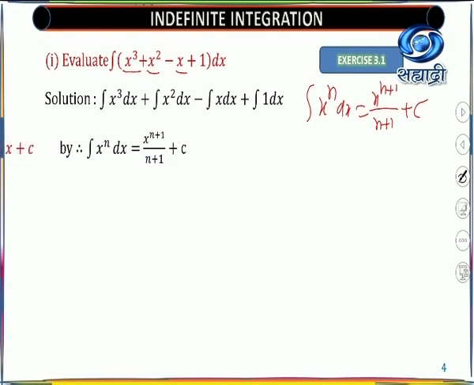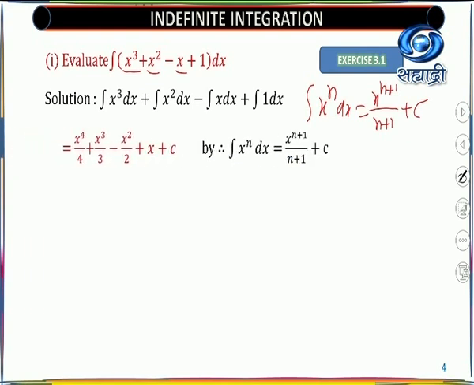So what we'll get here is x raised to 4 upon 4, since 3 plus 1 is 4; x raised to 3 upon 3, since 2 plus 1 is 3; and x raised to 1, so 1 plus 1 is 2 upon 2. And as I have already explained, the integration of dx is x plus constant of integration. You have to write it every time because it is important in this chapter.